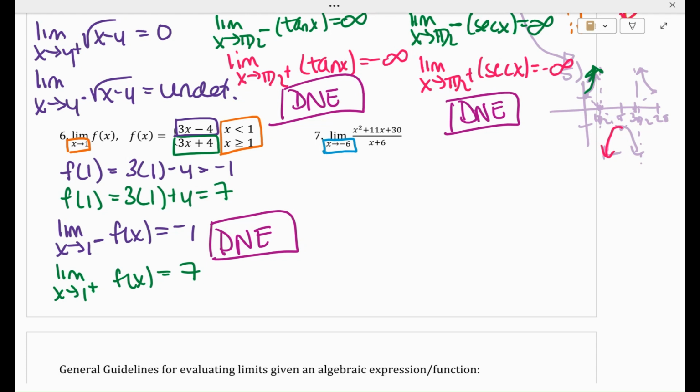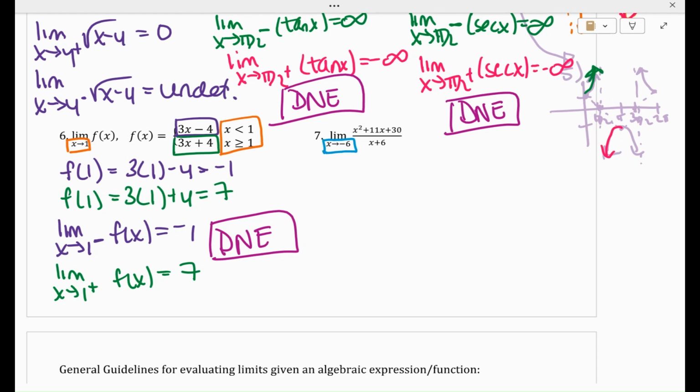Now, if we get a vertical asymptote, the limit may still exist if both the limit from the left and the right are both approaching infinity, or if they're both approaching negative infinity. But if they're going in different directions, like one's going to infinity, one's going to negative infinity, just like number 4 and number 5 for the tangent and the secant graphs, then it would be does not exist.